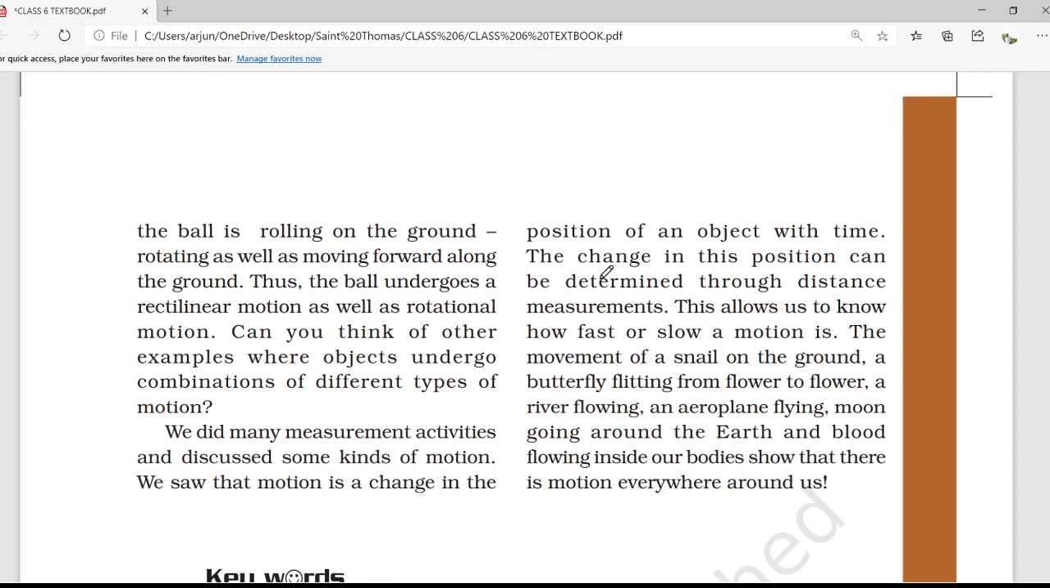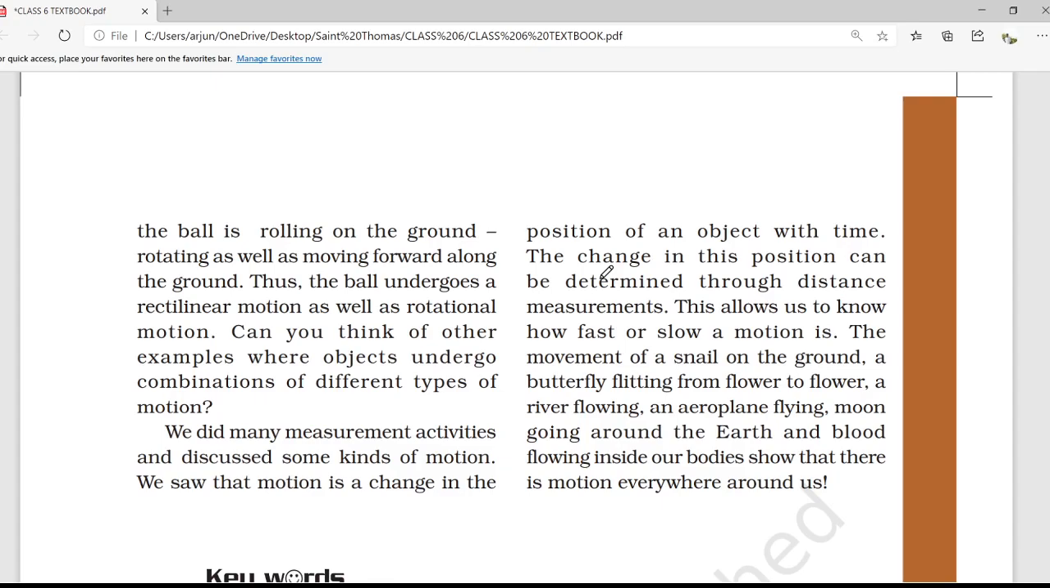Can you think of other examples where an object undergoes a combination of different types of motion? So, see, first we can take the example of a helicopter. A helicopter moves along a straight path, right? A helicopter can move along a straight path, and the wings or blades of the helicopter move in a circular motion.